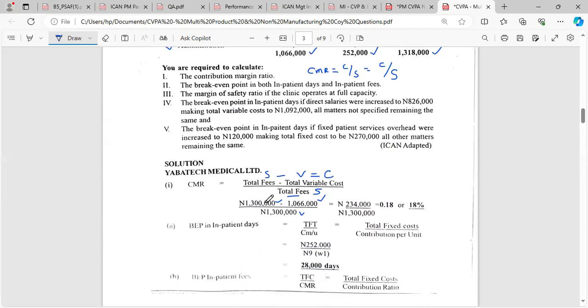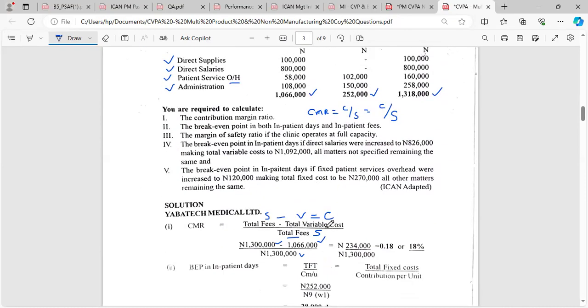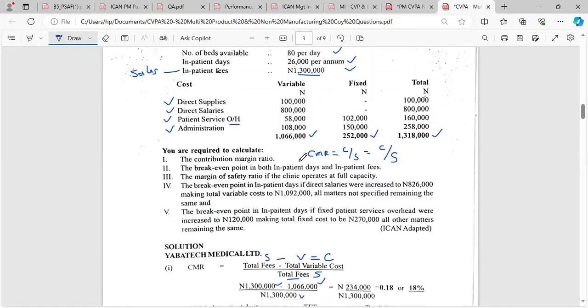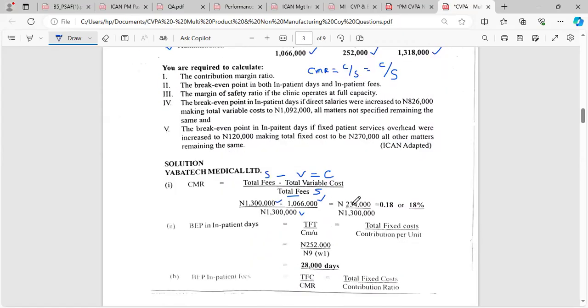So 1.3 is our sales, as seen in the question, 1.3 million. The variable cost is actually 1,066,000 total. Then our sales again is 1.3 million. If you solve this, you're going to get 0.18 or 18%.